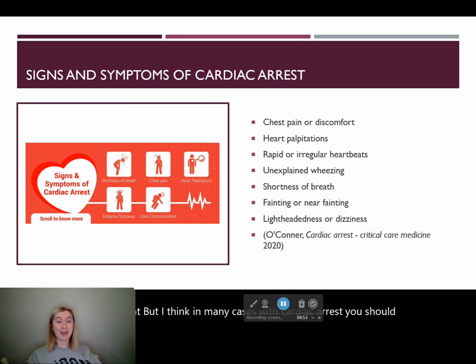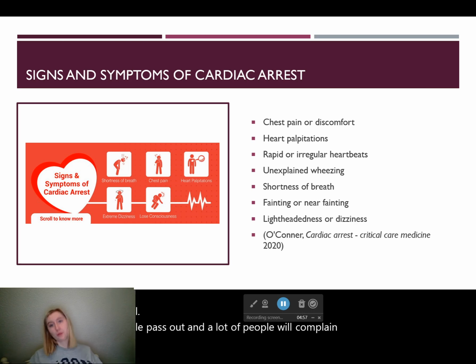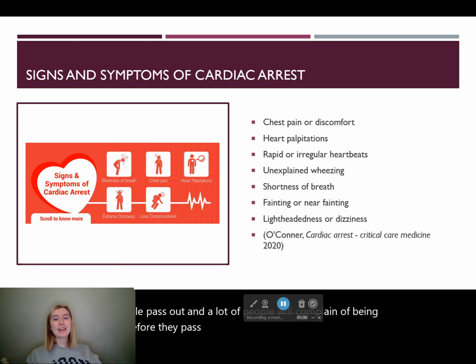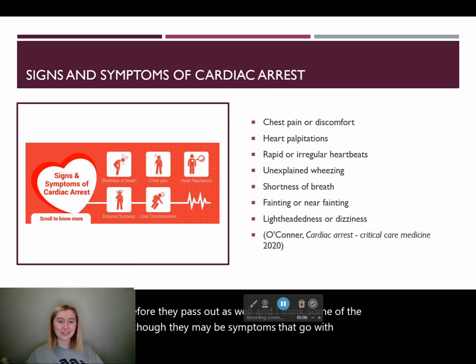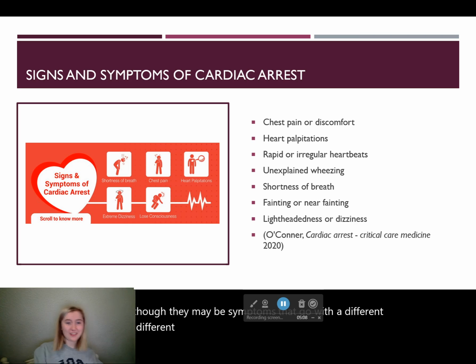A lot of people pass out, and a lot of people will complain of being dizzy right before they pass out as well. And I think some of the symptoms, although they may go with a different disease, it's really easy to tell when it's cardiac arrest.